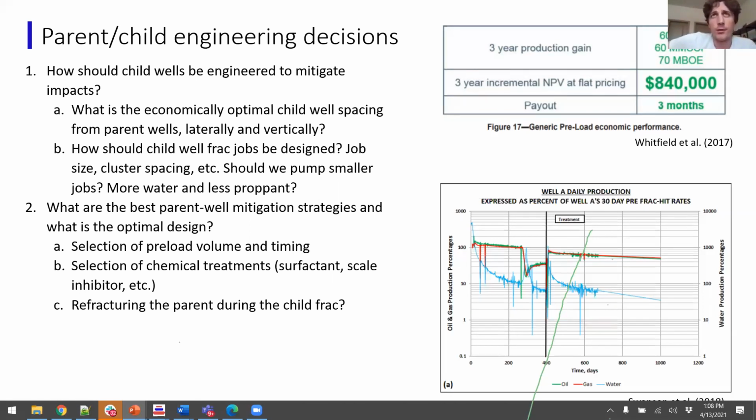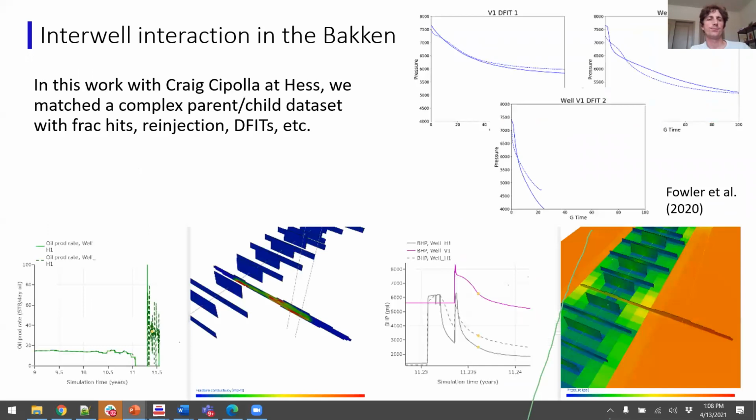And actually, our company right now is doing a collaborative industry study. So there are 7 or 8 companies funding the study. So that's companies like Hess, Marathon, Pioneer, SM Energy, et cetera. And we're doing a big collaborative modeling effort with their different data sets to help them decide on better parent-child mitigation strategies.